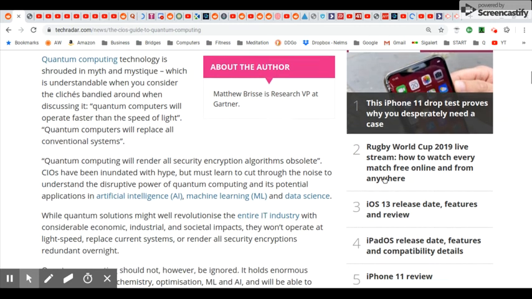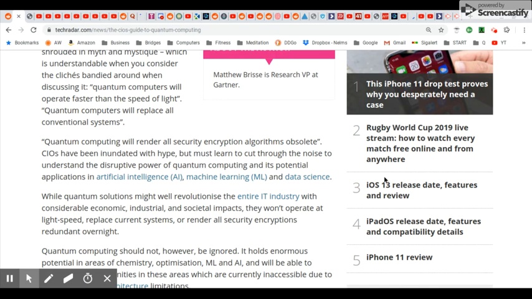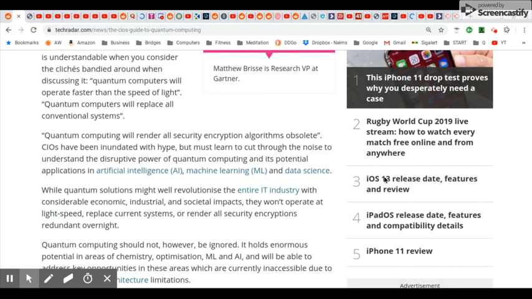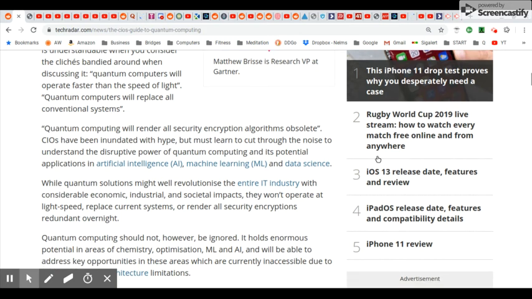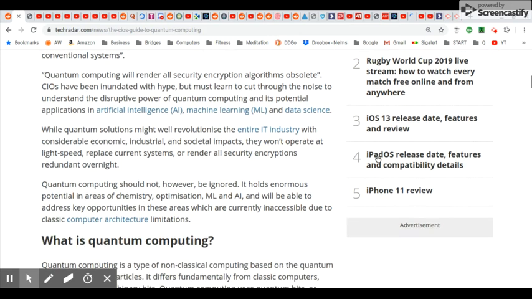CIOs have been inundated with hype, but must learn to cut through the noise to understand the disruptive power of quantum computing and its potential applications in artificial intelligence, AI, machine learning, ML, and data science. While quantum solutions might well revolutionize the entire IT industry with considerable economic, industrial, and societal impacts, they won't operate at light speed, replace current systems, or render all security encryptions redundant overnight.